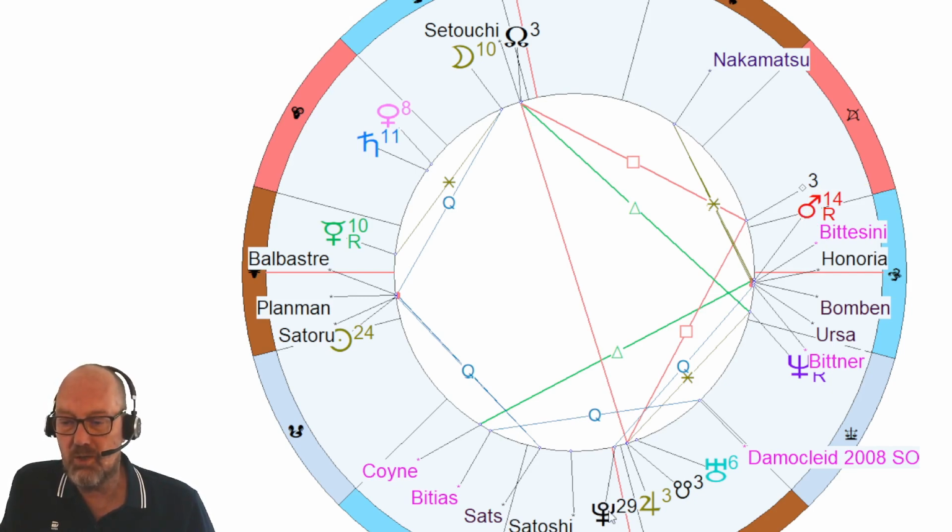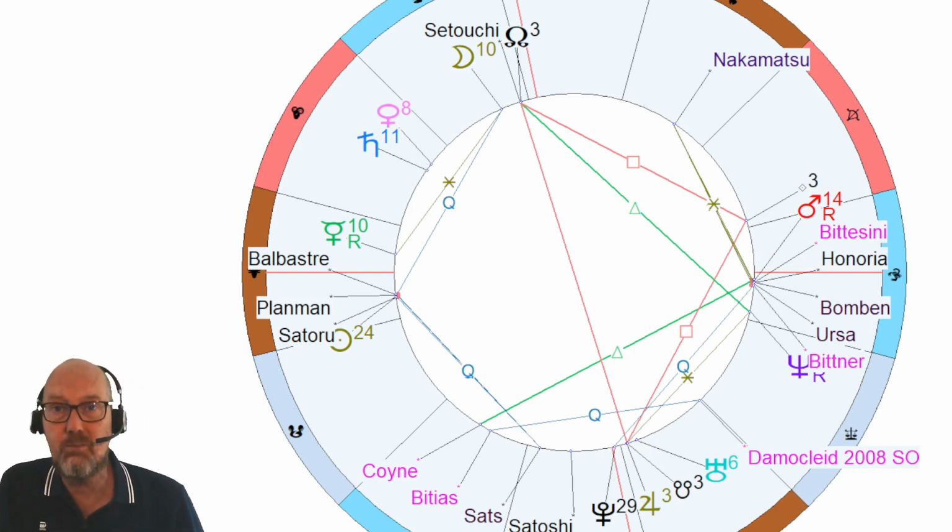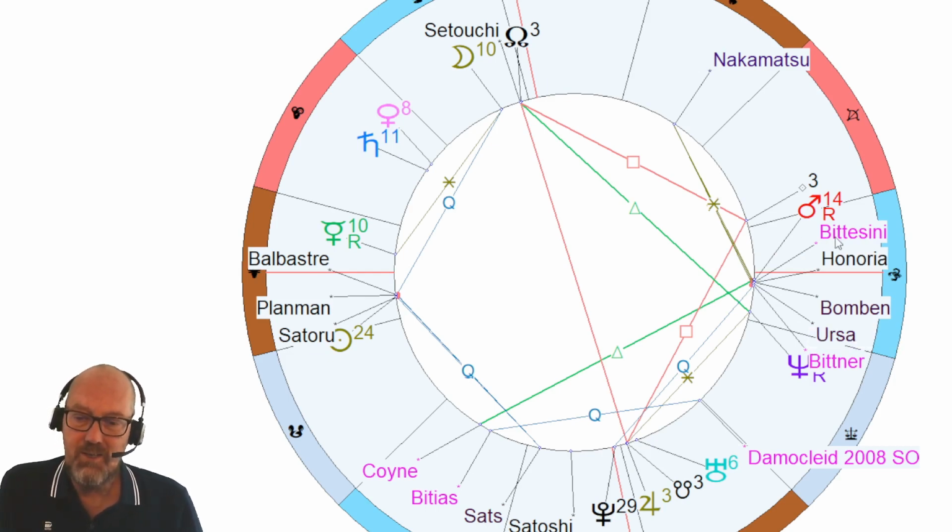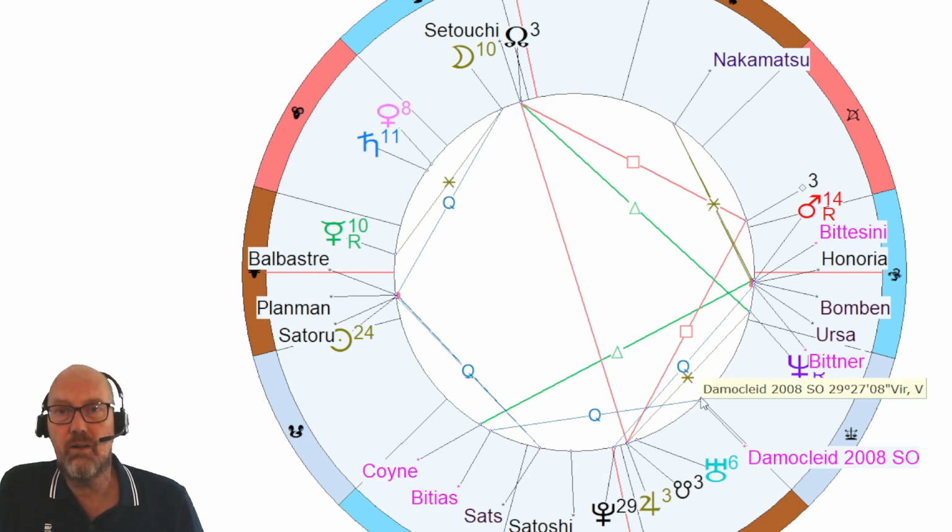Pluto also quintiling this conjunction, so what you get is a lot of aggression, but also, funny enough, a lot of family ties, because the relation between Bittner and Bittesini is underlined here. Coin is trining them, and Bitias is quintiling the Damocleid. So there is some Bitcoin in the air here.